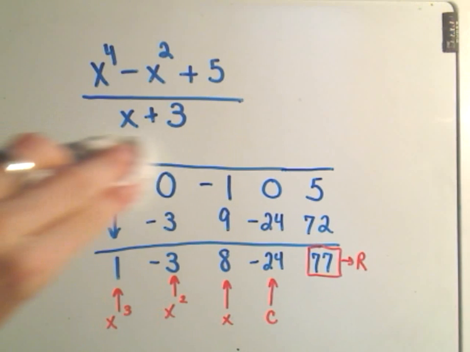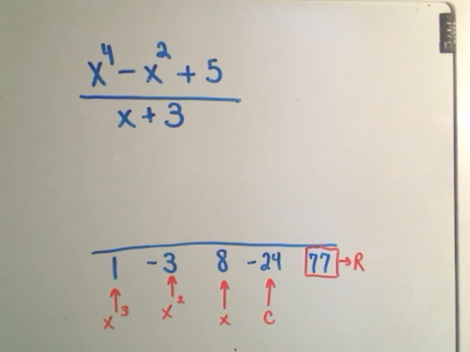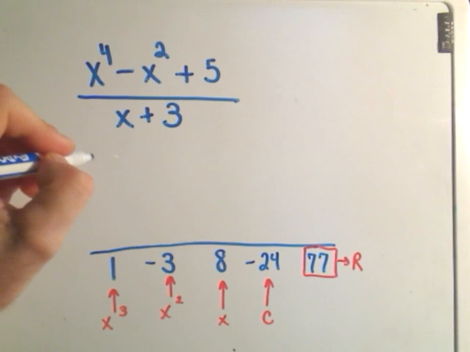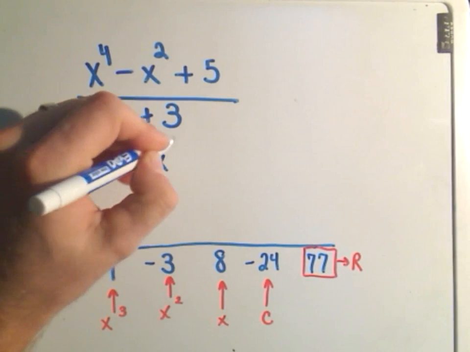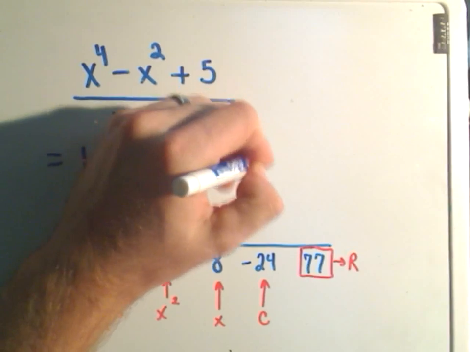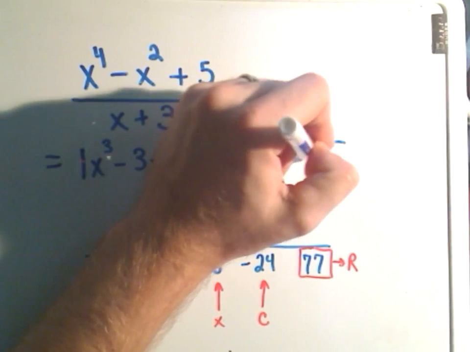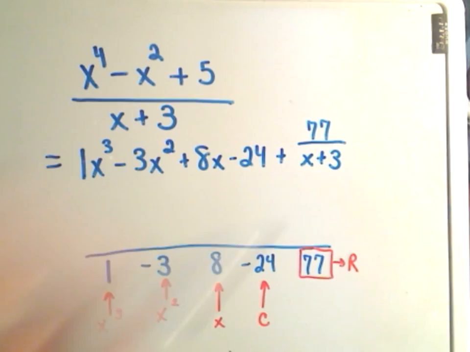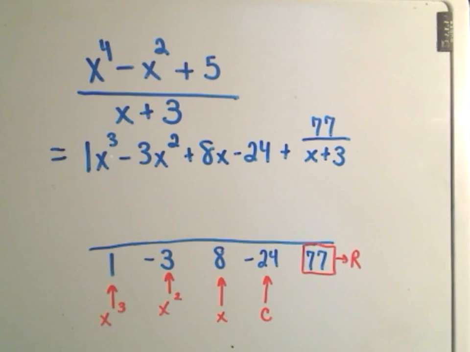So it says we can rewrite the original fraction. We can rewrite that as 1x to the third minus 3x squared plus 8x minus 24 plus our remainder, which is 77 over x plus 3, the original thing we were dividing by. And now we've busted up our fraction using synthetic division.